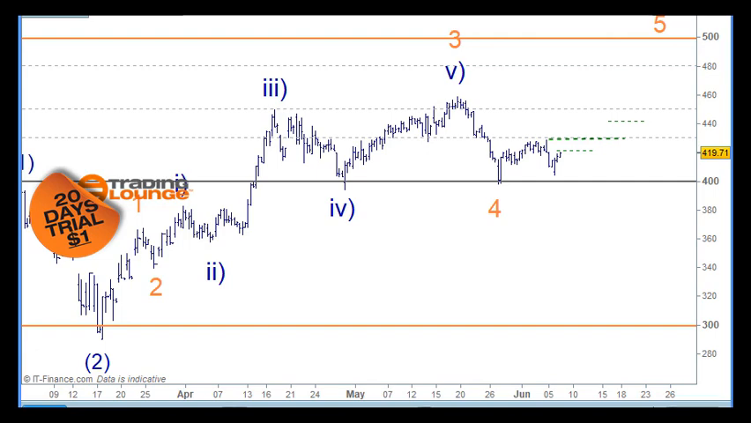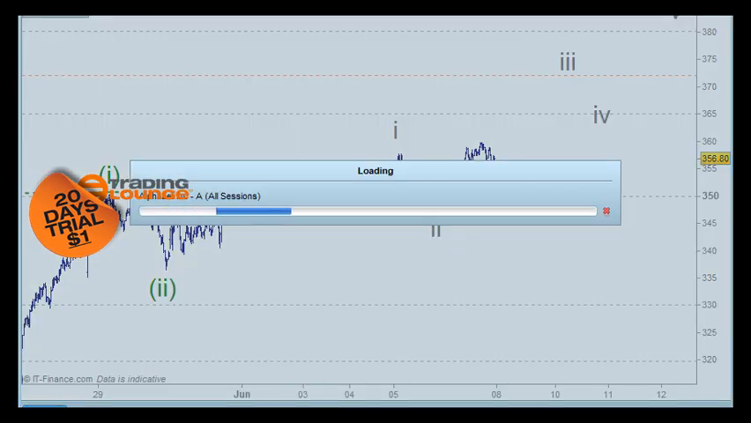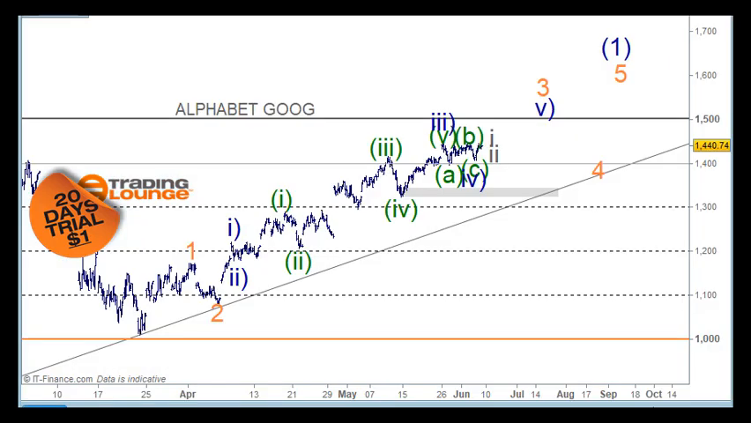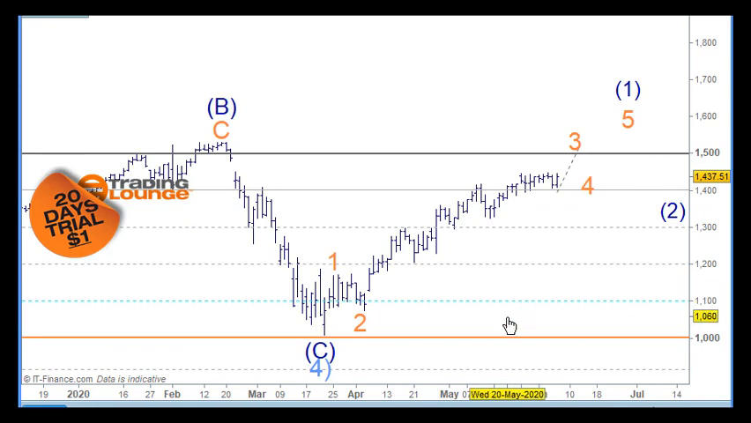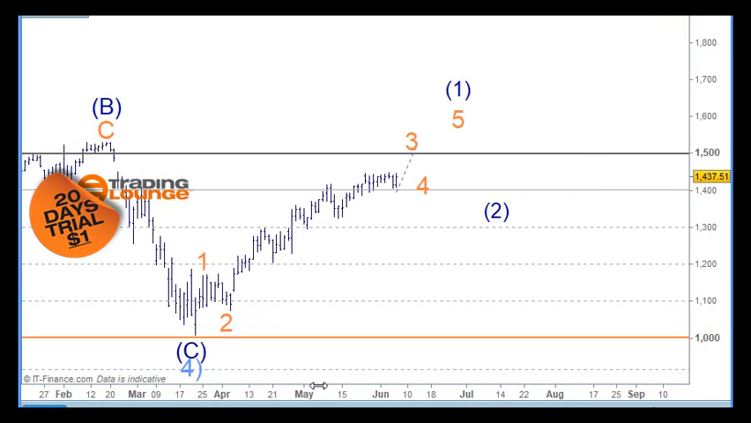Right, let's move on to Alphabet. So let's just pull out to the daily chart here for a moment. So we're looking at it like this here, from this wave 4 here, and we're looking at wave 1 and 2 here, looking for a strong third wave up here that's not completed yet, then a fourth, and then a fifth wave here. So the fifth wave won't be very long here because it was very short here.